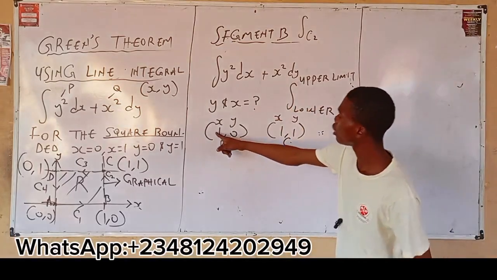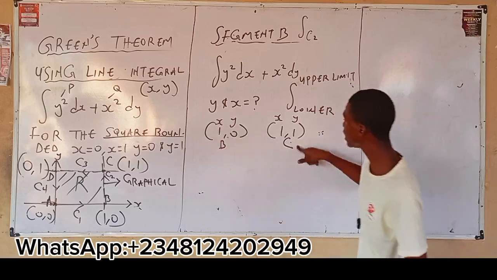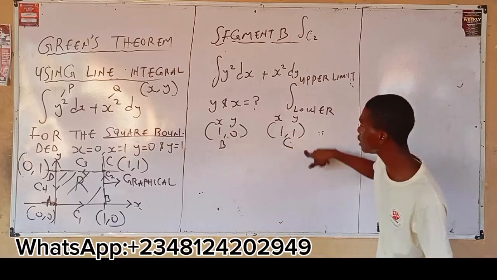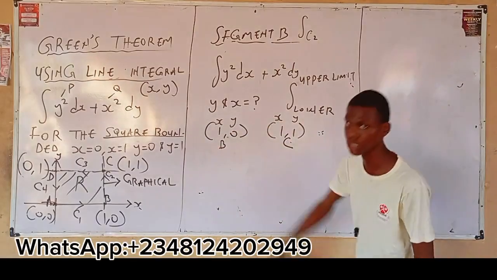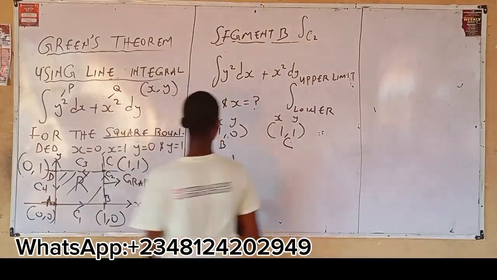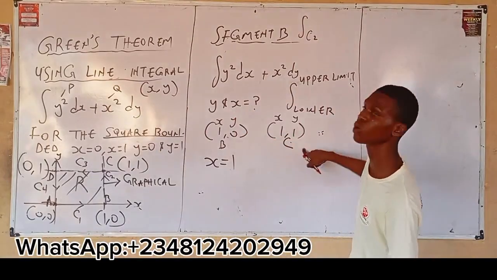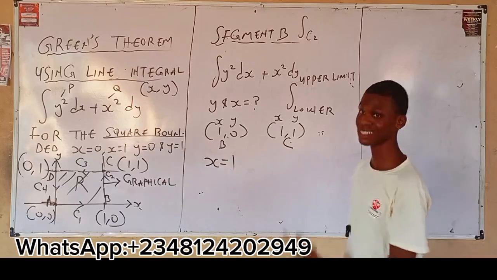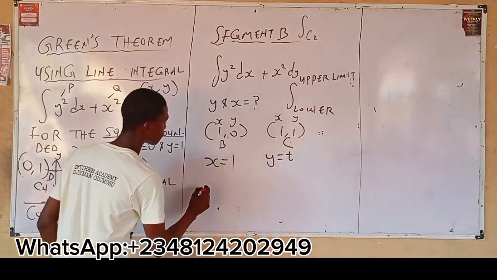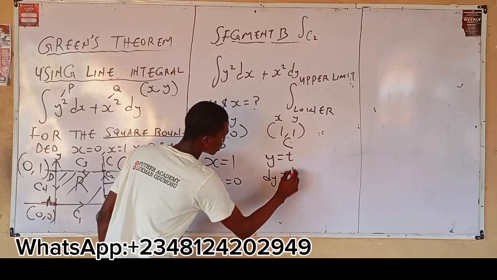Now you observe that at the starting point x is 1. At the ending point x is 1. Meaning x is not changing. So in this case, you have your function of x to be 1. But now at the starting point y is 0. At the ending point, y is 1. Meaning y is changing from 0 to 1. That is, y becomes t. Therefore, x is equal to 1 and y is equal to t.